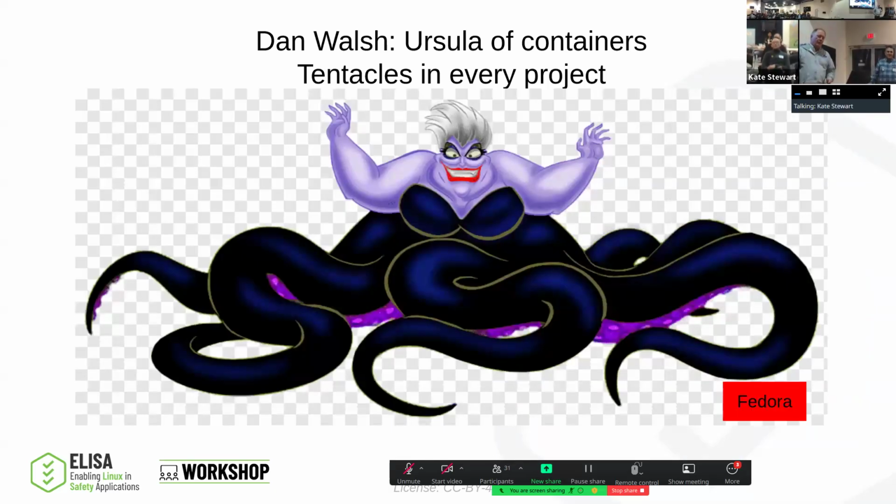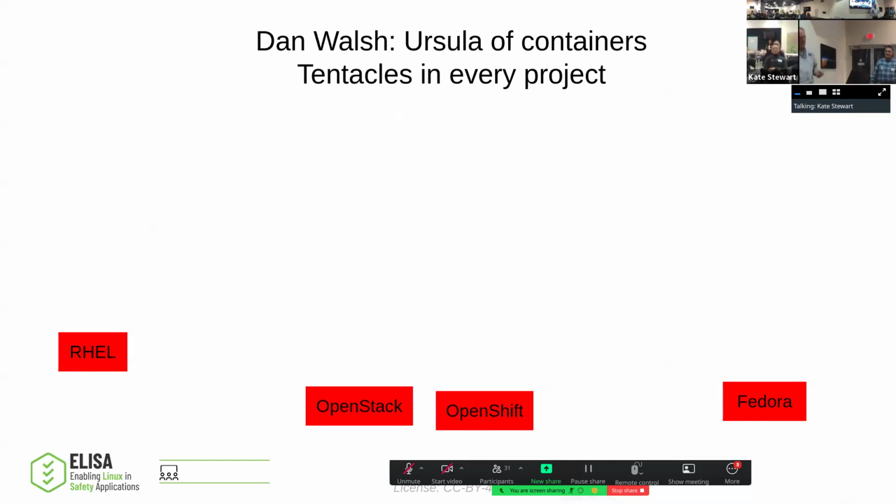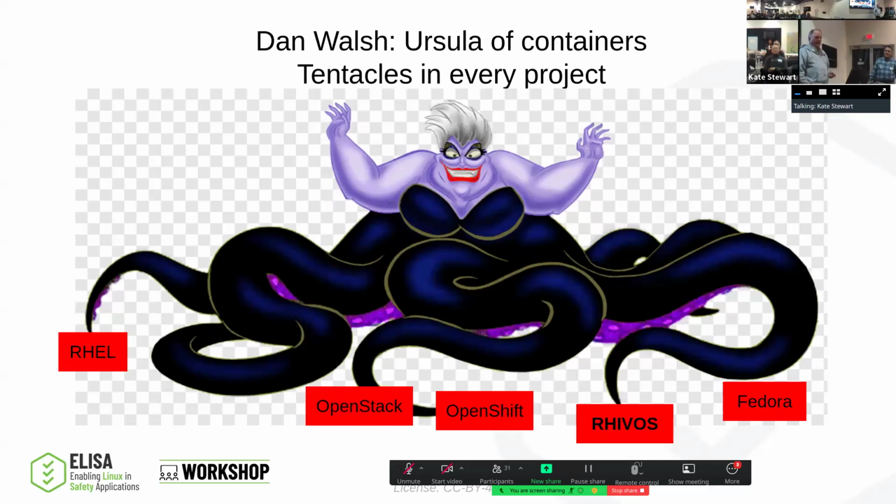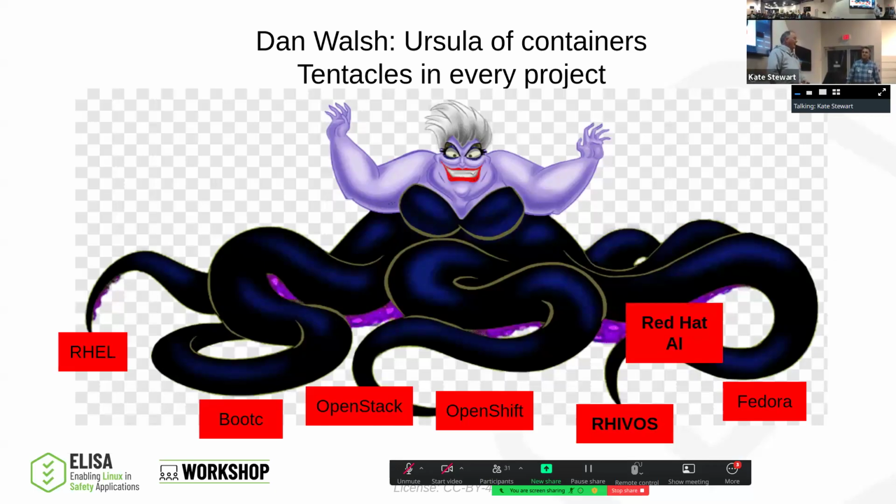Originally I got containers into Fedora. Then I got into RHEL, and then I got into OpenShift. Then I got into OpenStack. I got into RHIVOS, Red Hat In-Vehicle Operating System. And now I started working on Bootc. And now I work on Red Hat AI, which is also containerizing AI models. So basically, I figured out I developed a hammer, and now I see the entire Linux world as a nail.